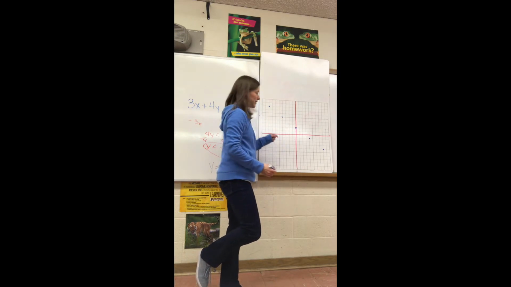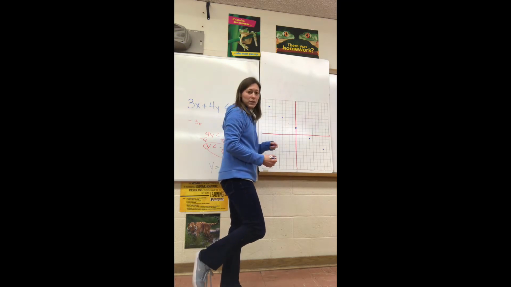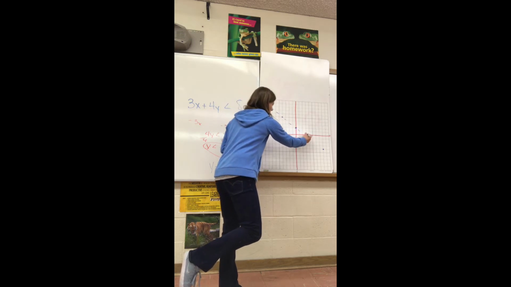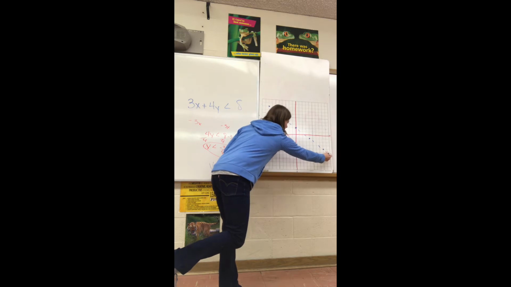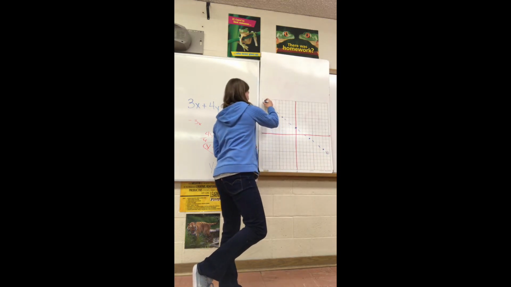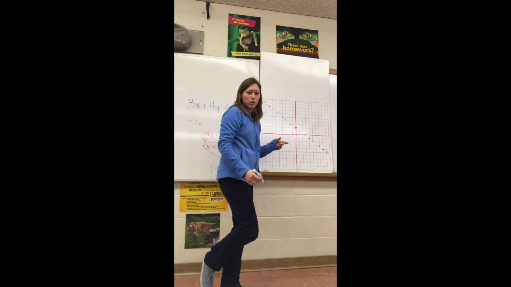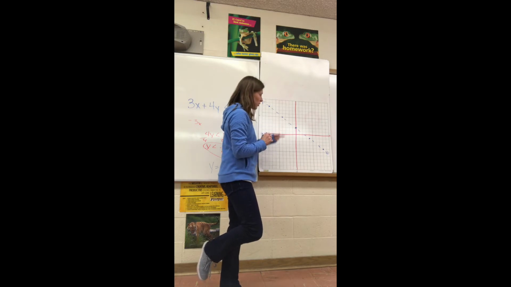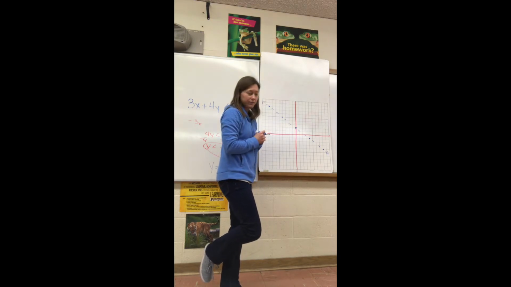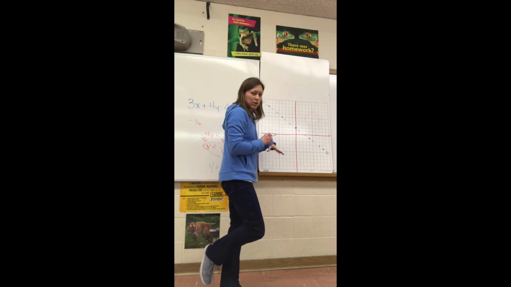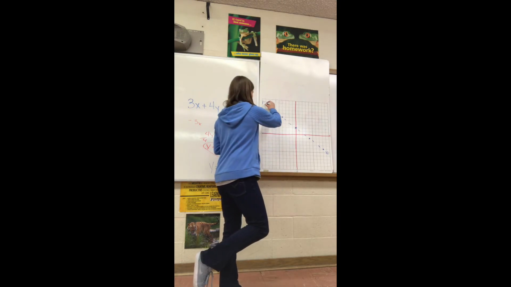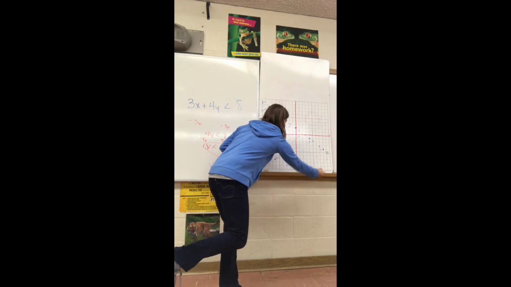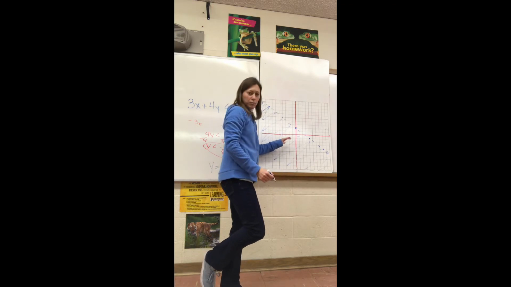Okay, it's less than, not less than or equal to. So if it's less than or greater than, it's a dotted line. If it would have been less than or equal to, then it would be a solid line. So if there's an equal to part, then it's a solid line. If it's just less than or just greater than, then it's a dotted line. And then it's less than, so we shade below the graph. So every point within here makes this true.